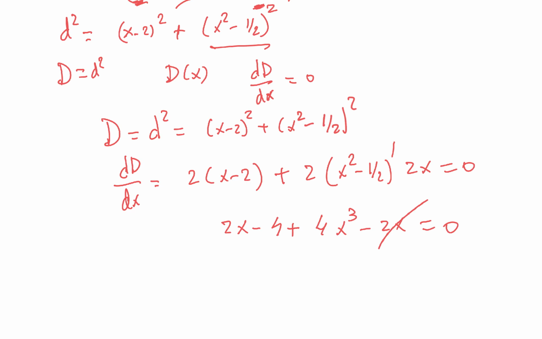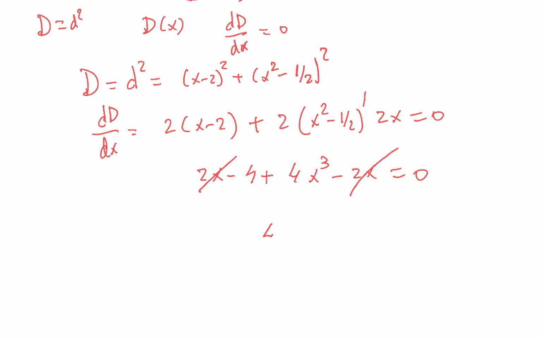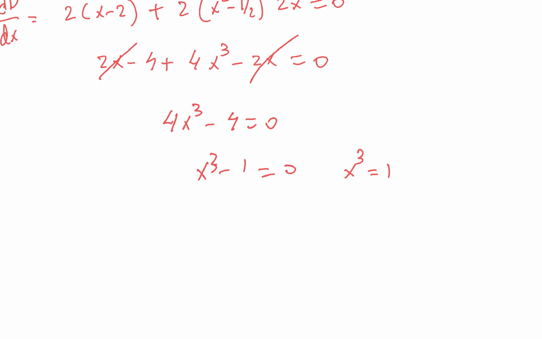So this 2x goes home, and 4x cubed minus 4 equals 0. So x cubed minus 1 equals 0. So x cubed equals 1. So x is 1. If I'm looking for the positive number, x equals 1.